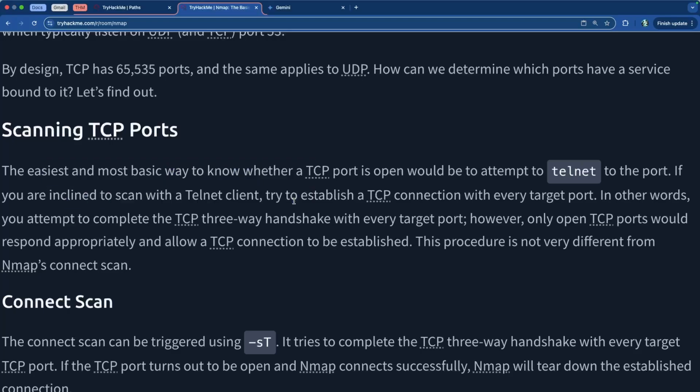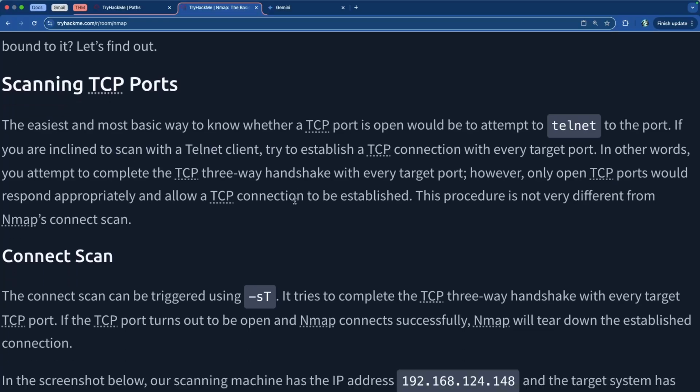But if you're inclined to scan with a telnet client, you're trying to establish a connection with every target port. In other words, you attempt to complete the three-way handshake with every target port. However, only open ports would actually respond appropriately. This procedure is not very different from Nmap's connect scan, but it is way more labor intensive. Instead of just running a connect scan with Nmap, you would be trying to connect via a telnet client, which, in my humble opinion, unless it's an automated telnet client, if you're trying to do it manually, why would you do that? Because literally you would have to run, unless you can write scripts, right? If you know how to run scripts, then you should be all good in that regard as well.